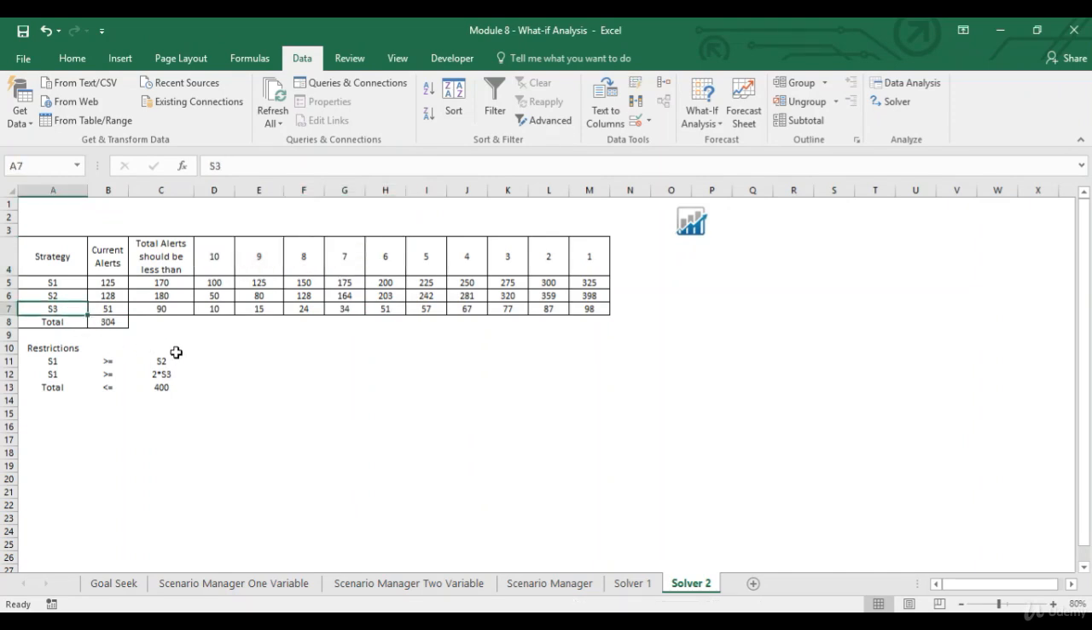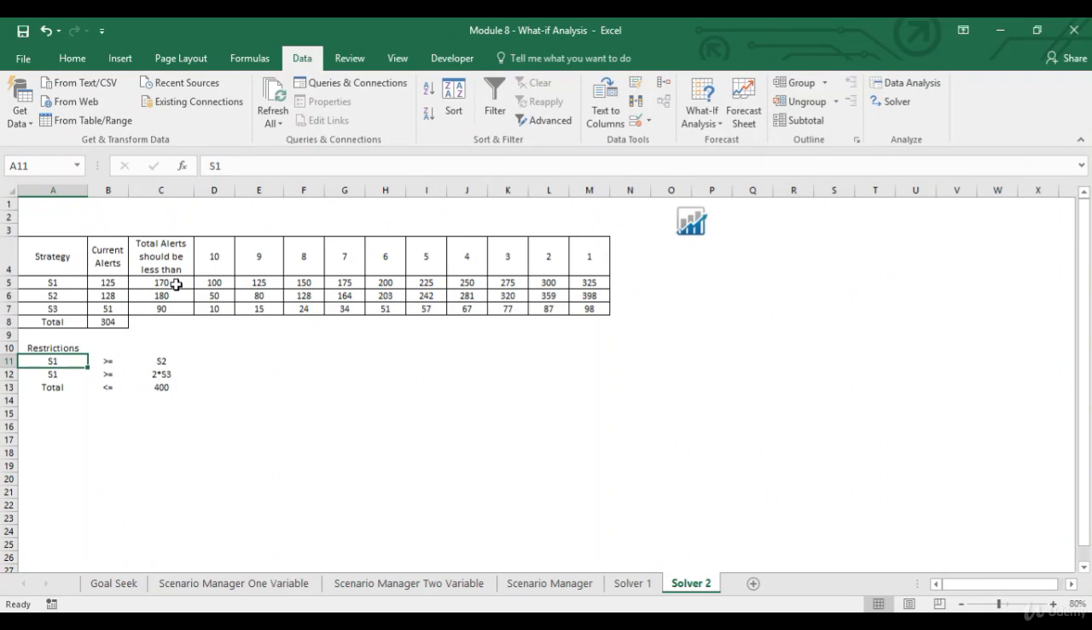are considering it. So in total, we've got 304 alerts right now, but we want to optimize this to 400. So we want to increase the number of alerts from 304 to 400, so by 96. There are some more restrictions. One is that the alerts which are being triggered by strategy 1 should be more than by strategy 2, and alerts being triggered by strategy 1 should be twice that being triggered by strategy 3. Now, this may be because the bank feels that strategy 1 is more important or it identifies more risky cases.